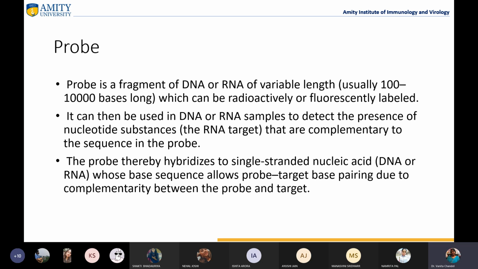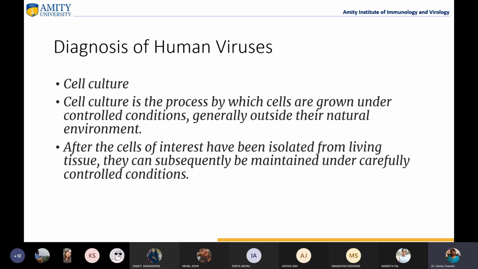It can then be used in DNA or RNA samples to detect the presence of nucleotide substances that are complementary to the sequence of the probe. So what happens, the probe hybridizes, or binds, to a single stranded nucleic acid, DNA or RNA, whose base sequence allows probe-target base pairing due to complementarity between the probe and the target. This is how it identifies any sample which is positive, or complementary to the sequence of the probe that we have. So these were the techniques which we commonly use in the diagnosis of plant viruses.